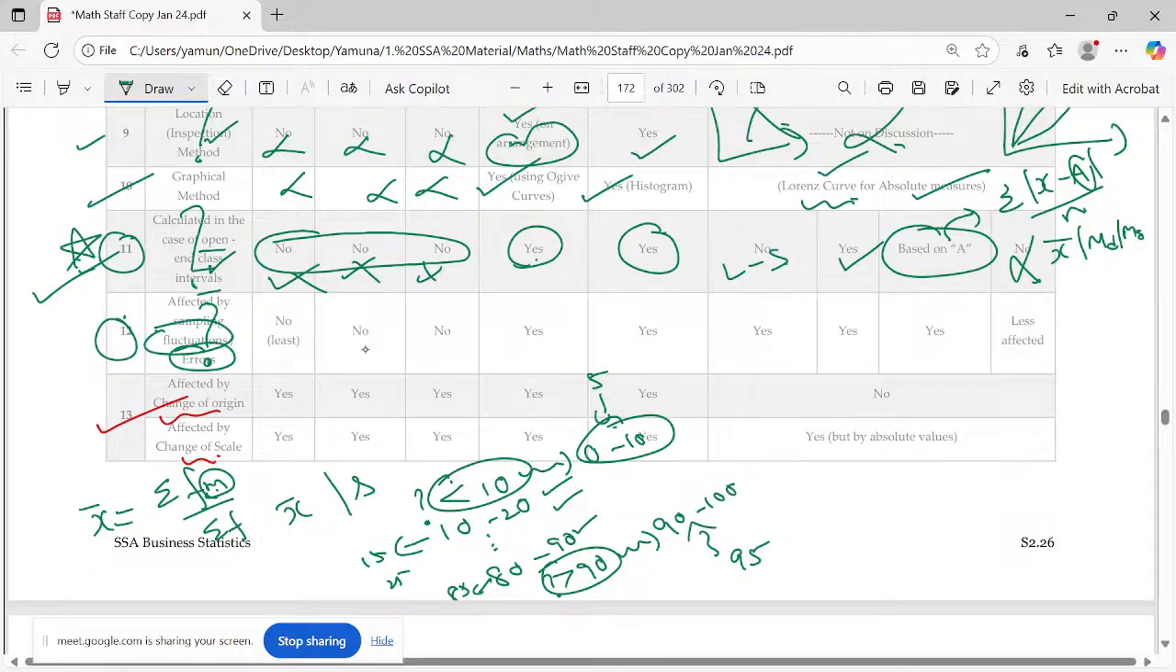or there may be some errors contained in it. So because of the sampling fluctuation, because of this error, is my representative value, the measure, affected? Here they say it's not affected, but still I cannot say it's totally not affected. It's least affected. Let me go for the last one. This is less affected. Okay, this one is not affected.